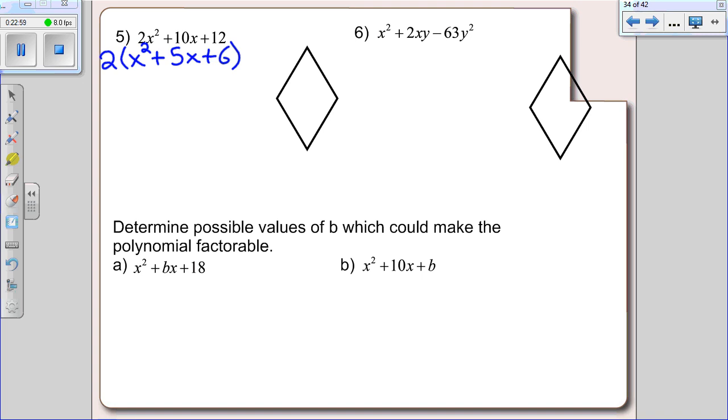Now we have this thing in here. A times C goes on the top, 6. B goes on the bottom. I want 2 numbers that multiply to be 6 but add to be 5. 2 and 3.